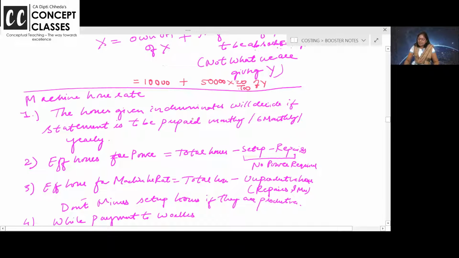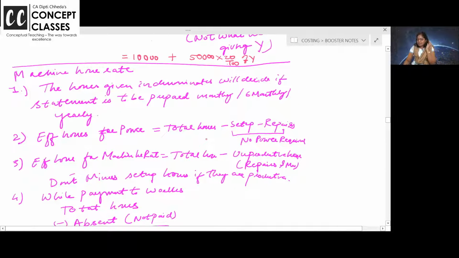So hours given in the denominator will decide whether the statement, this is almost like service costing, but how do you calculate effective hours? Like for power, total hours. Now, suppose in exam they will give clearly; I'm directly discussing the important points, assuming you have already solved machine hour rate and you know it. What is the total hours minus the setup and repairs if no power is required? Suppose for repairing and for initial setup power is not required. So total hours, if you minus the setup hours and the repairing hours, you will get the effective hours for the power.